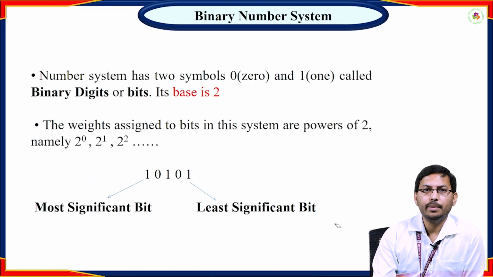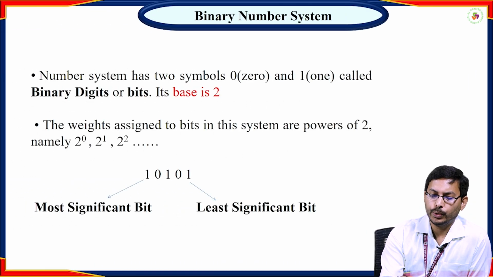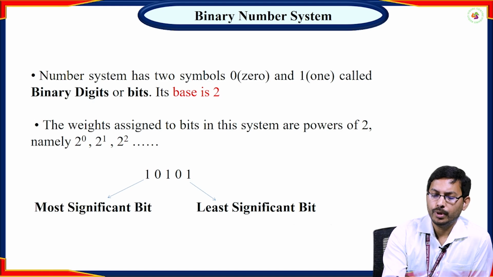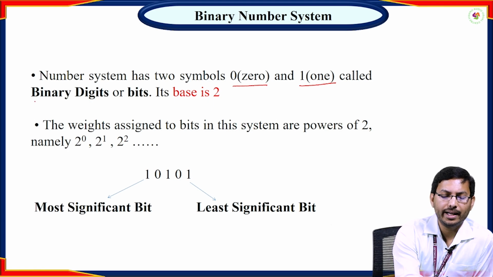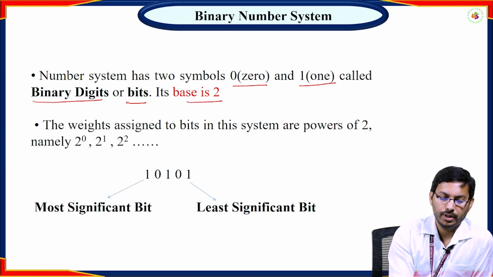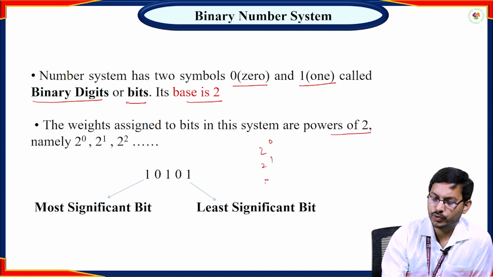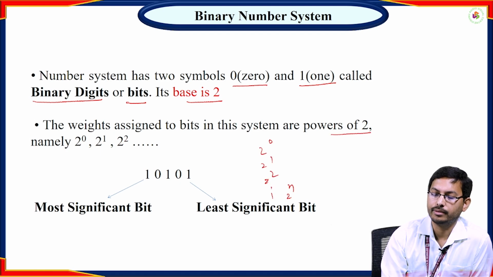Now, coming to the binary number system. The second type of number system is the binary number system. In the binary number system, we use two symbols, 0 and 1, also known as binary digits or bits, and the base of this number system is 2. The weights assigned to bits in this system are powers of 2, that is 2 power 0, 2 power 1, 2 square and so on, 2 power n.